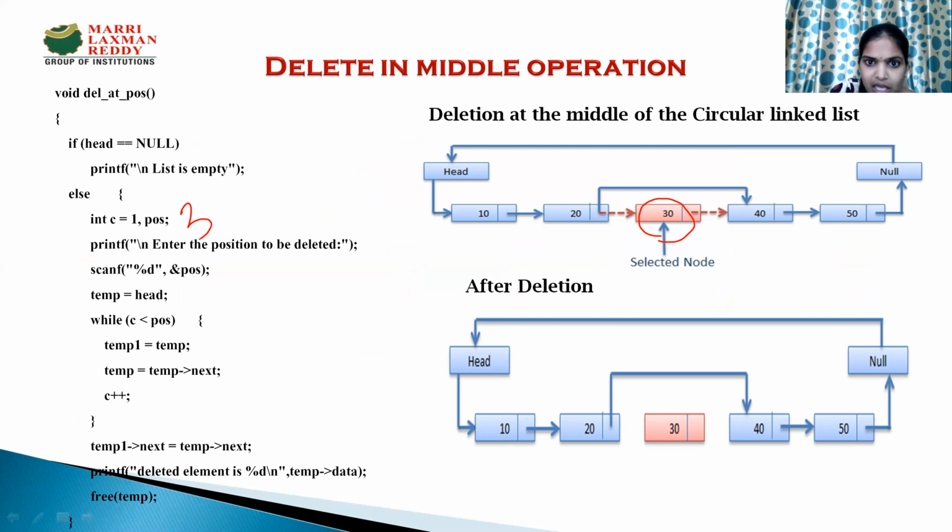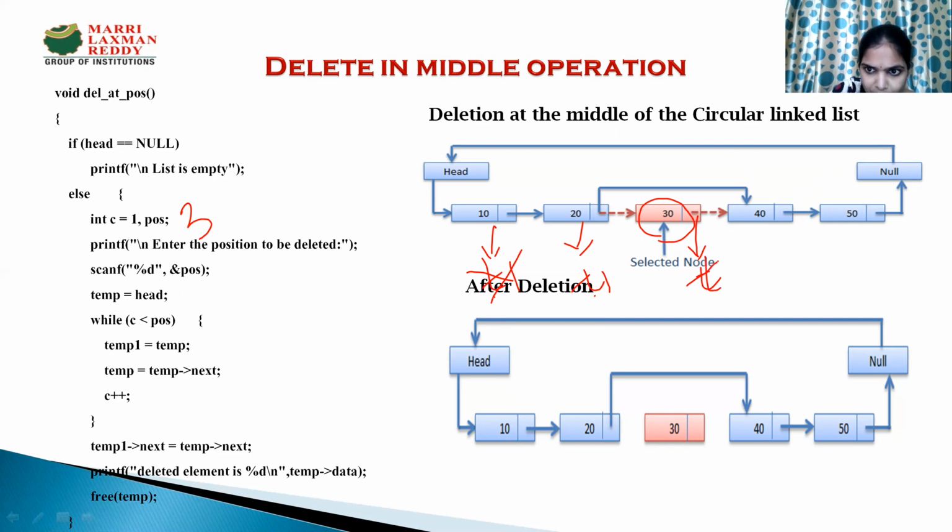That is 3. Initially, I'm marking this as temp node, and I'm checking whether this is at position number 3. No, this is not at position number 3. So I'm marking this as temp1 and this as temp. Now again, I'm checking temp. Is that position number 3? No. So what I'm doing? I'm moving temp1 to the second node and temp to the third node. Okay. Now is temp at position number 3?